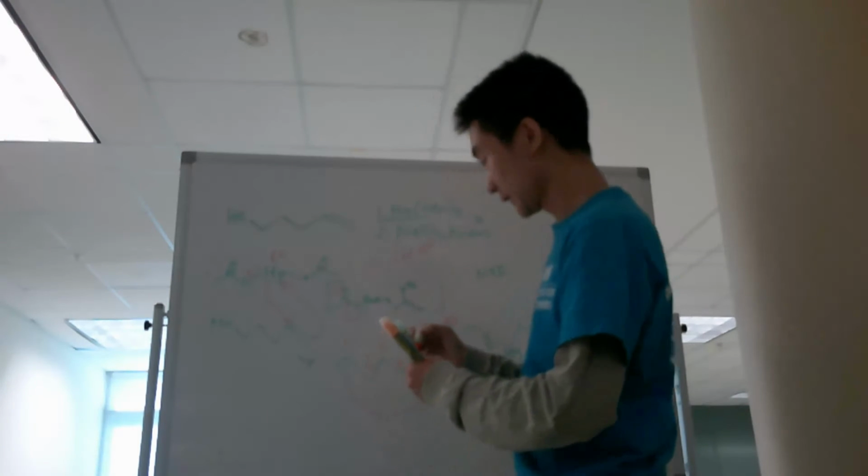Whenever you have a reducing agent like NaBH4 or LiAlH4, think of a hydride ion, which is a hydrogen with a negative charge.